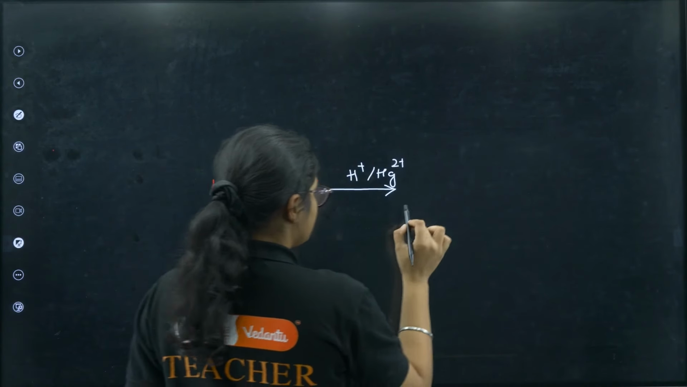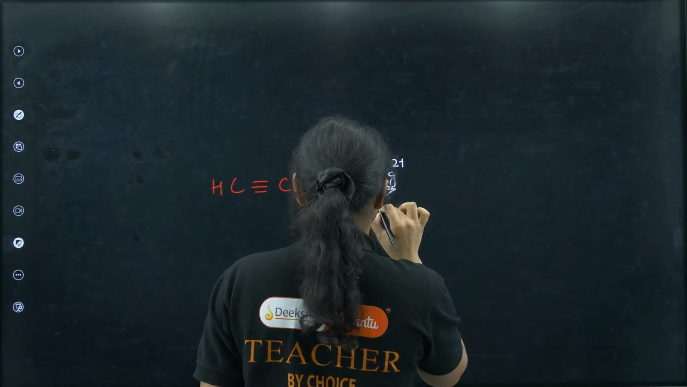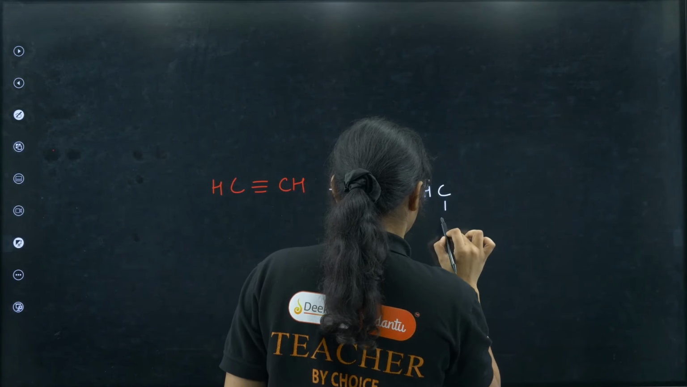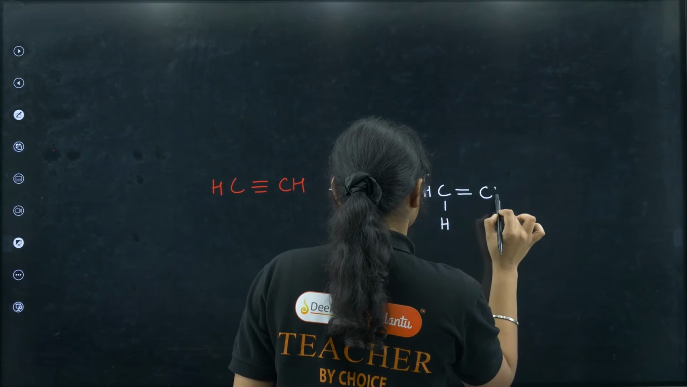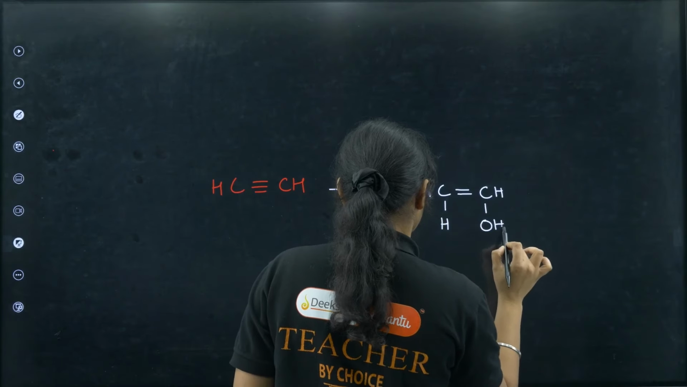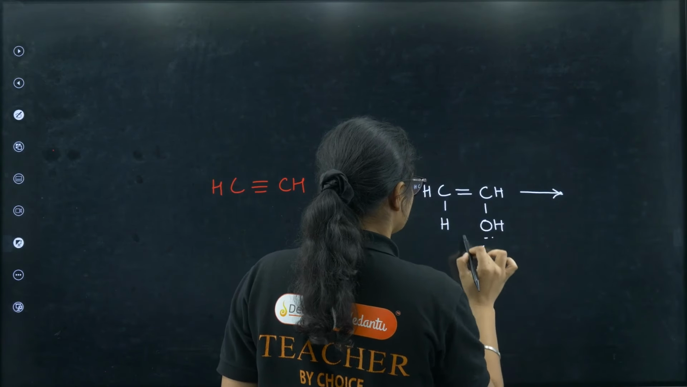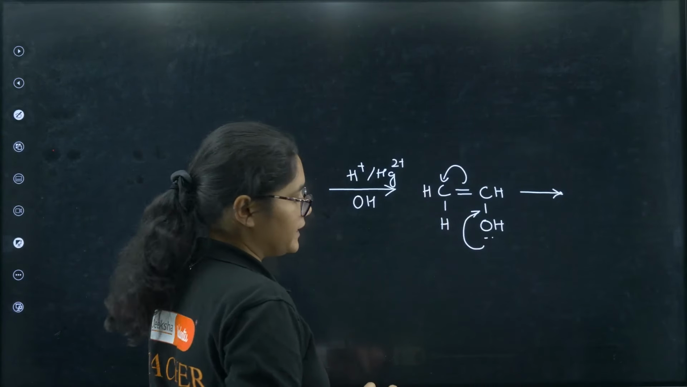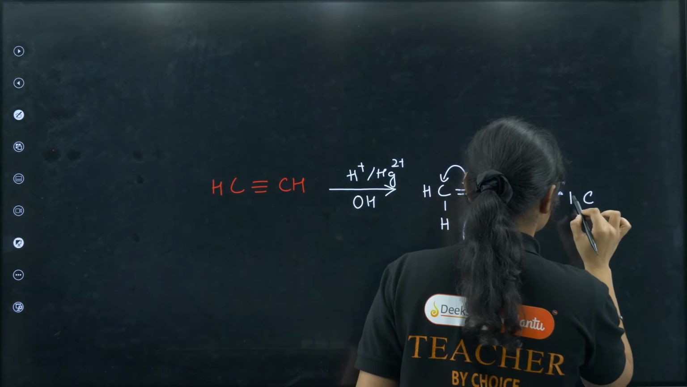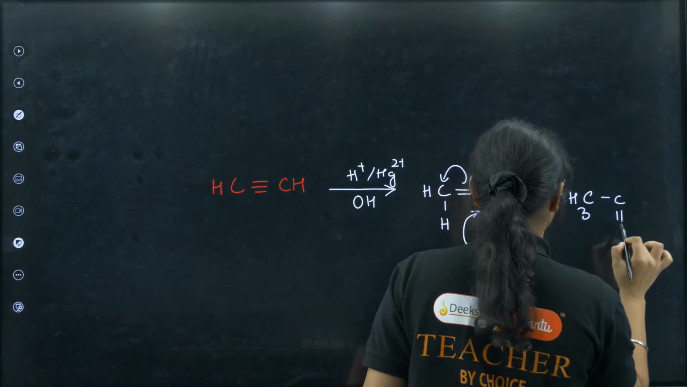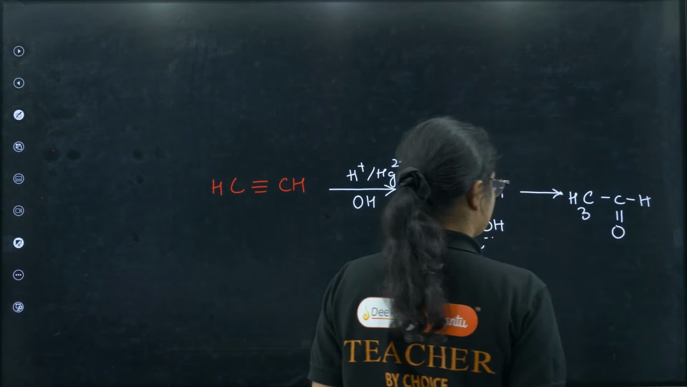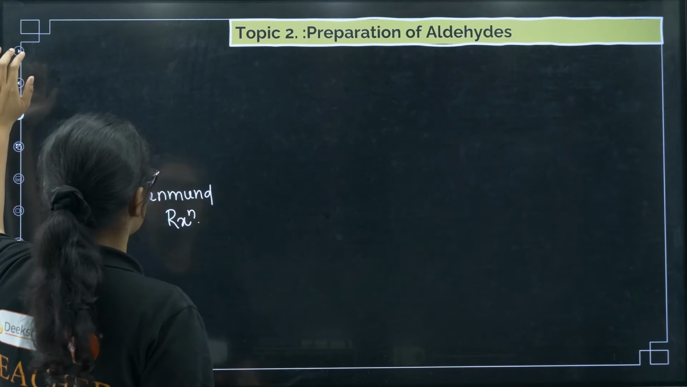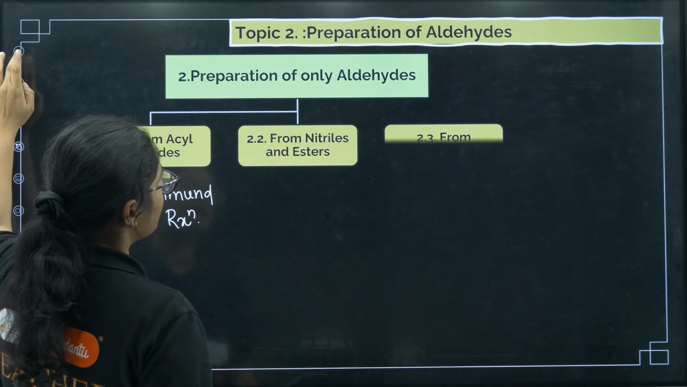Then what happens here? If I add H and OH, or water, in the presence of this, I will get H double bond OH. Now there is tautomerization taking place, and we will get CH3 C double bond O and H. Clear? Okay. So next is the preparation of only aldehydes.